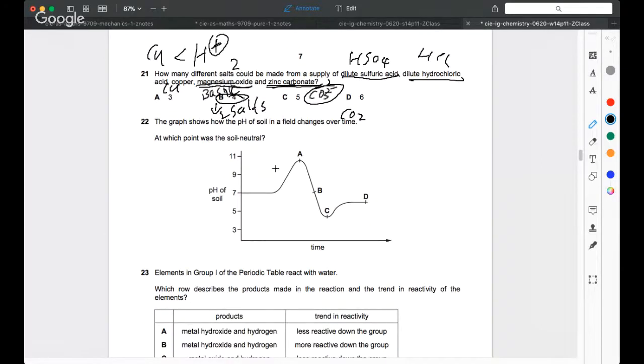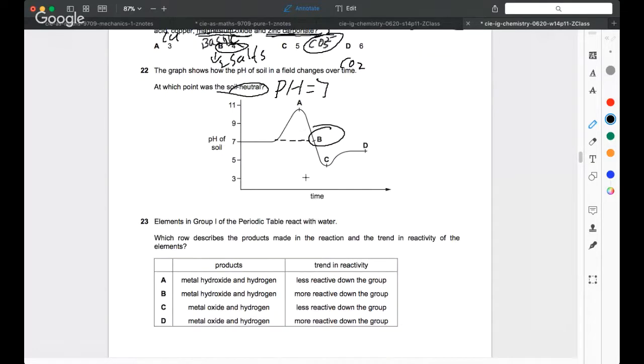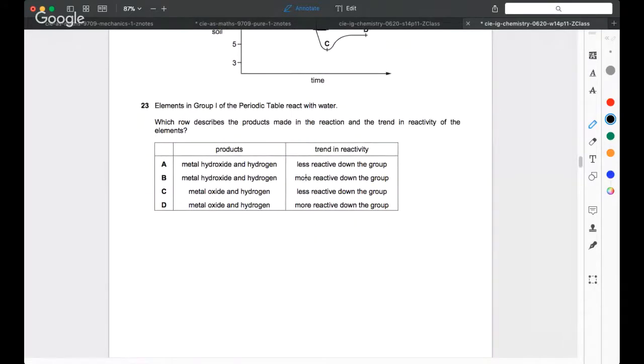Number 22. Which one is soil neutral? For a neutral substance, the pH is equal to 7. So that would give you B as the right answer. So the next question.